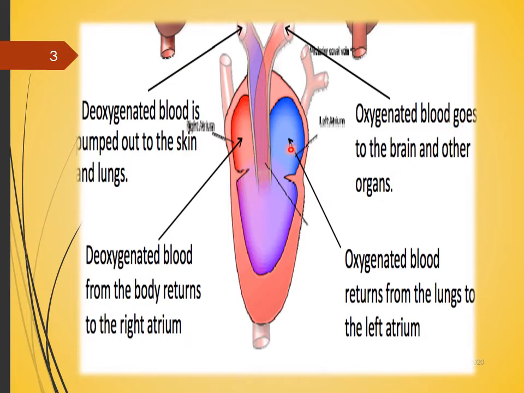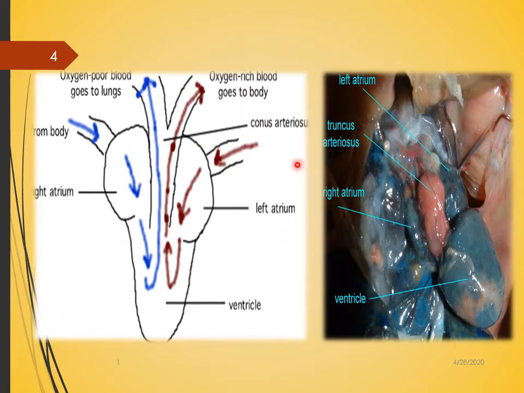This is the internal structure of the heart, and here this is a living photograph of the heart. We can see here this is a ventricle, this one is an atrium, this is the left and right atrium, and this one is the truncus arteriosus. This is the complete heart of the frog.